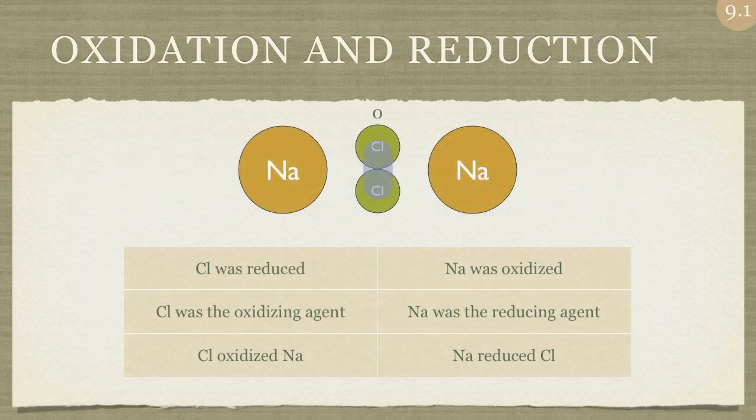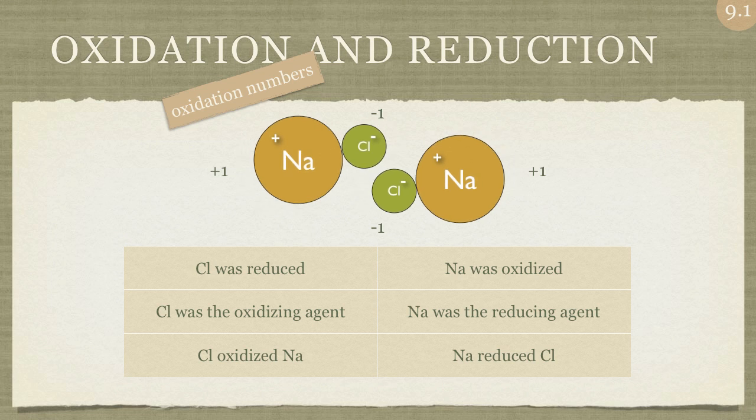We can also analyze this redox reaction by assigning oxidation numbers. Here, everything is in its elemental state, so that means it has an oxidation number of 0. By the end of the reaction, the oxidation numbers have changed. The chlorine has a -1 and sodium has a +1, the same as their charges.